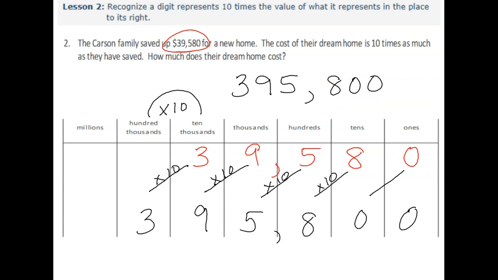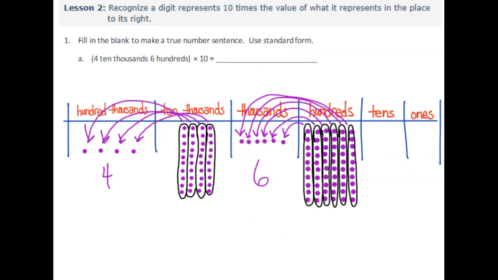All right. So let's go ahead and look back at number 1, which is a 2-part problem. We're going to look at number 1A here. And you already see we drew the place value chart out for you. We copied a picture of that. But it says fill in the blank to make a true number sentence. Use standard form. So 4 10,600s times 10. So if we had our 4 10,000s, let's just draw this place value chart out.